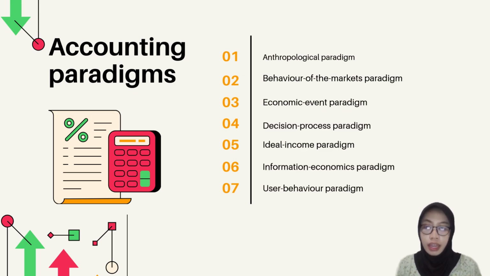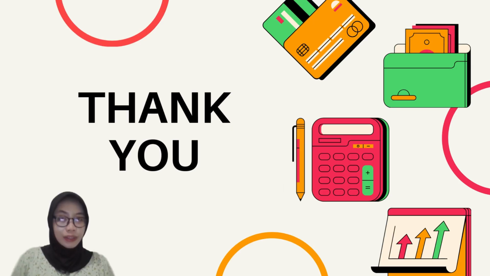The sixth is the information economic paradigm. This paradigm highlights the role of accounting information as an economic commodity, emphasizing the importance of relevance and reliability of information for users of financial statements. And the last of these accounting paradigms is the user behavior paradigm. This paradigm focuses on the behavior of users of accounting information such as investors, managers, and regulators and how they utilize information.